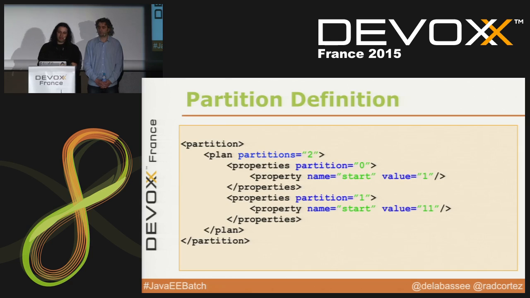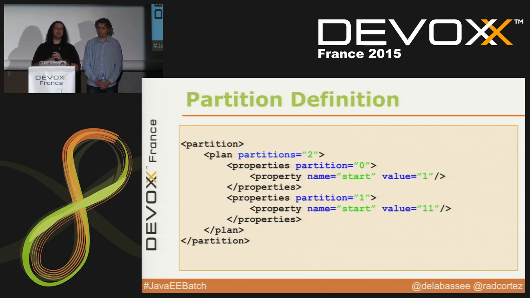So let's have an example here. A partition is defined using this XML. Now we're defining only 2 partitions, and we're saying the properties for partition 0 is a property start with value 1, and another partition with a value 11. Basically, you can then pick up these properties, inject them on your reader or processor or writer, and then read these elements and do something with them.